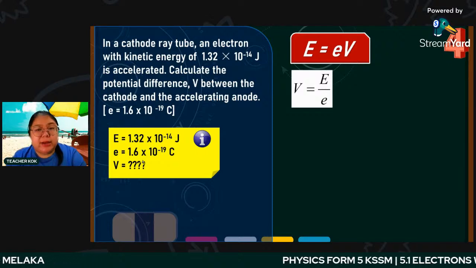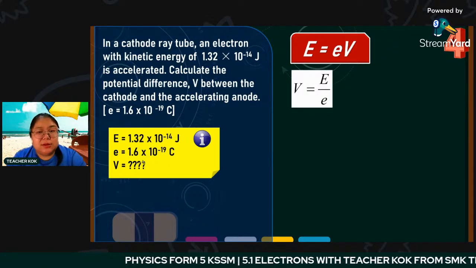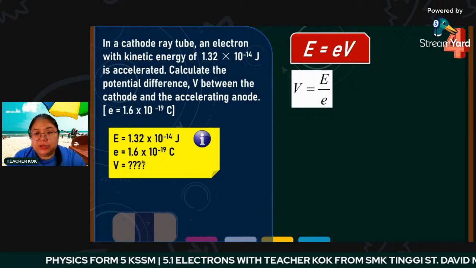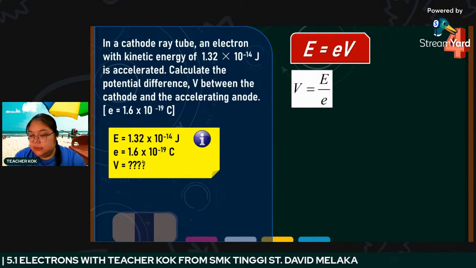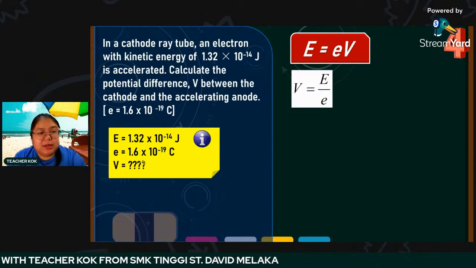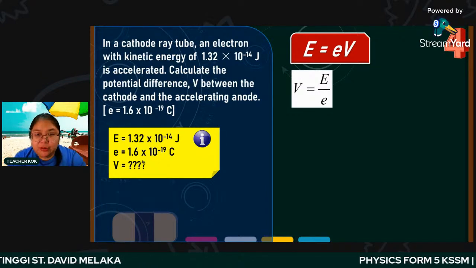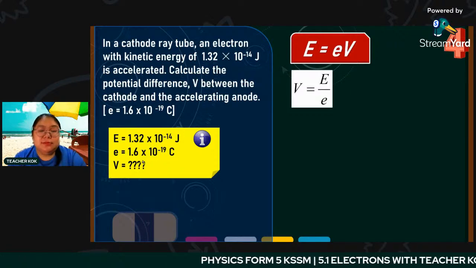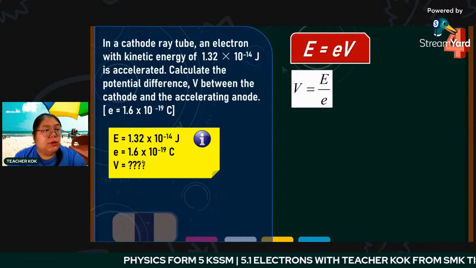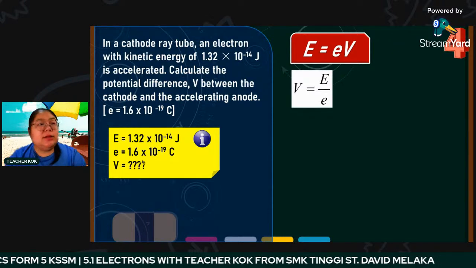Okay, any answer from yours? Potential difference. Okay, you just take the energy, then you divide by the electron charge, so that means you can find the potential difference. Okay, we just wait for the students to give me the answer.